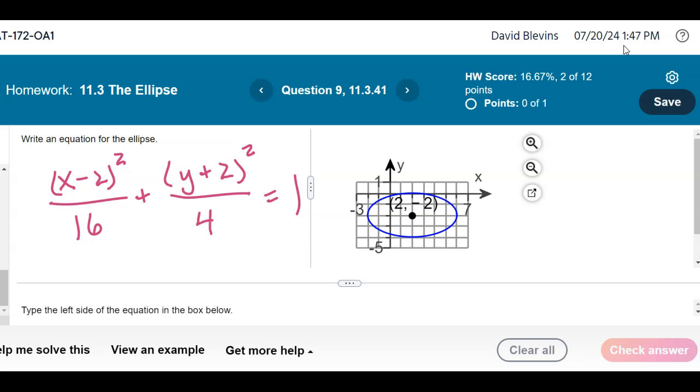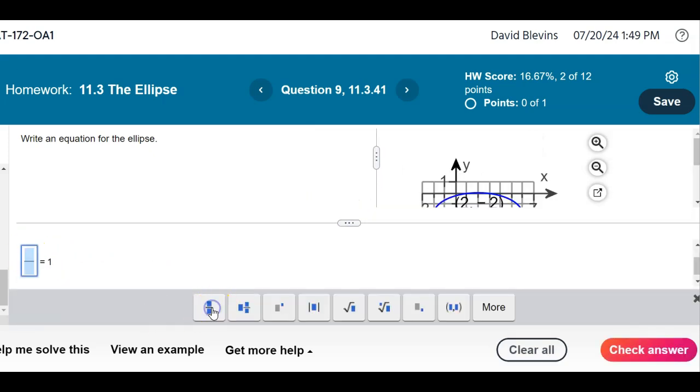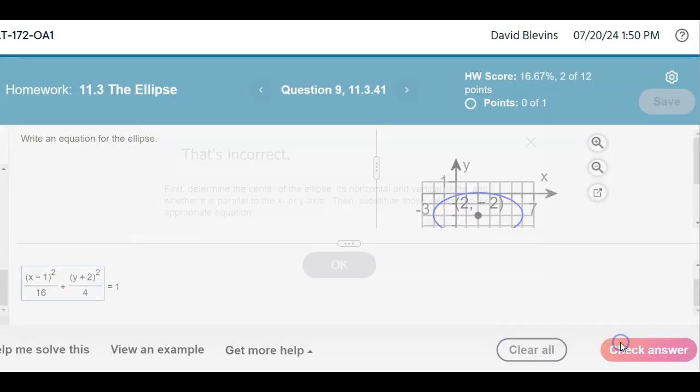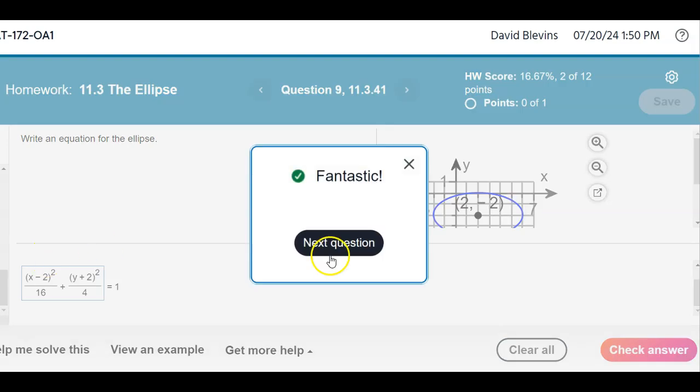So there's my equation. I need to squeeze this back up so I can get in here. Right, fraction first. 16 is that denominator, plus fraction again, and then 4 is that denominator. So that's how we can get the equation of an ellipse. Oh, sorry, that should be x minus 2. Just a typo there. That's how we can get the equation of an ellipse from its graph.